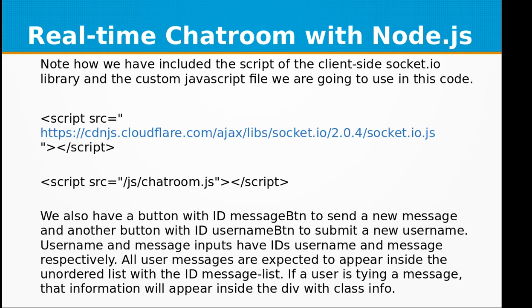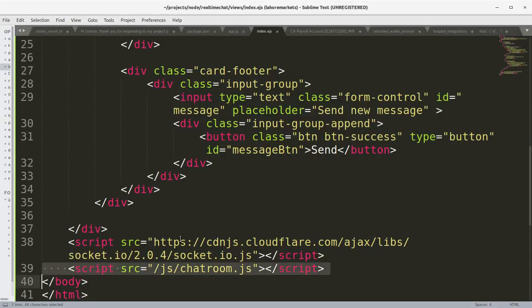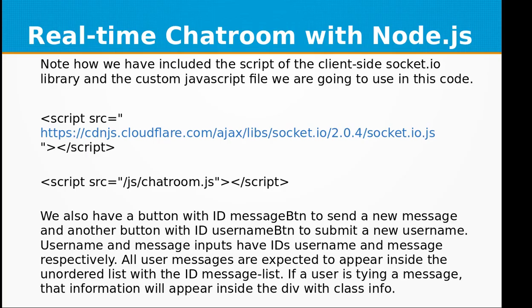We also have a button with ID message button to send a new message. Here is that button. So this is the button. This one with the ID username btn to submit a new username. Username and messages inputs have IDs username and message respectively. All user messages are expected to appear inside the unordered list with the ID message list. If a user is typing a message, that information will appear inside the div with class info.